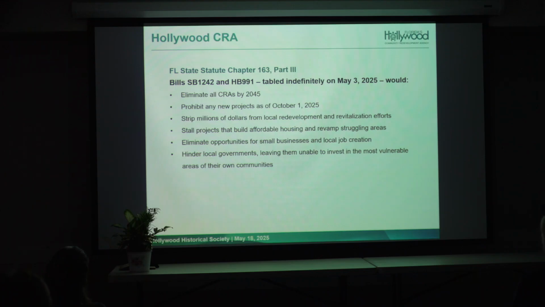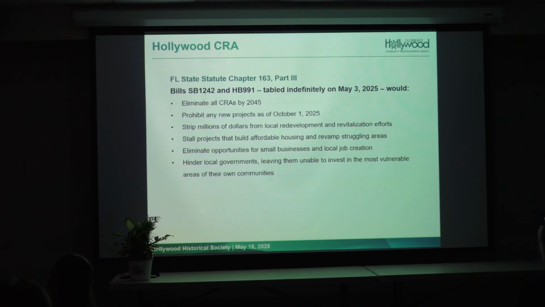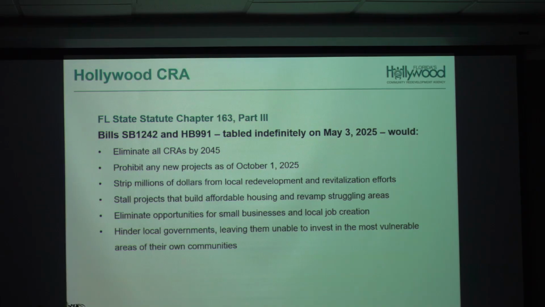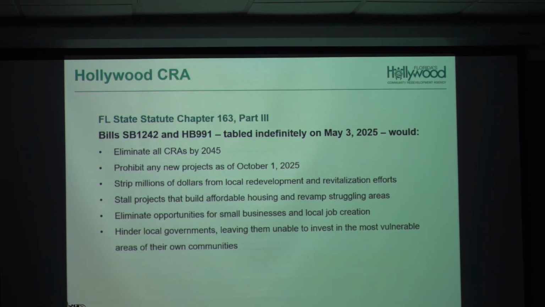So there was some news recently about CRAs, the laws, the statutes changing once again, right? This came up, and that was SB 1242 and HB 991. They were tabled indefinitely, but there was a lot of clamor in the CRA world and municipalities about these bills because they stated that all CRAs had to be eliminated by 2045, and these bills also prohibited any new projects as of October 1st, 2025.